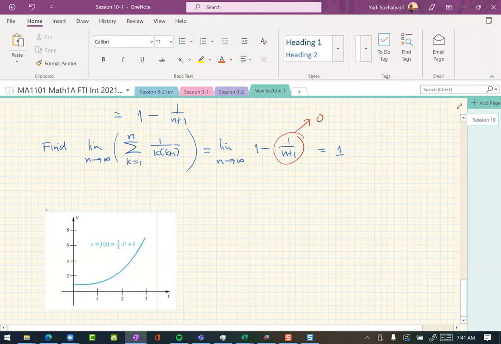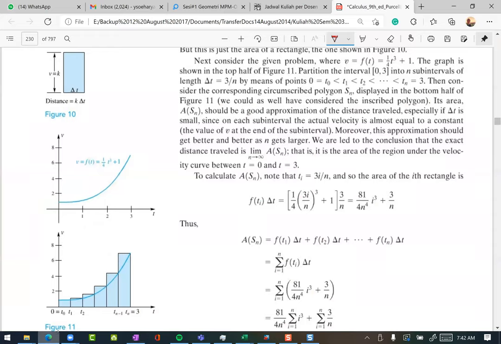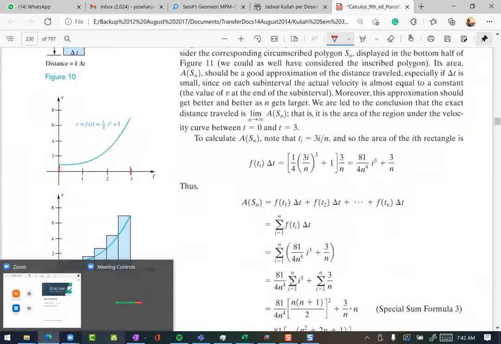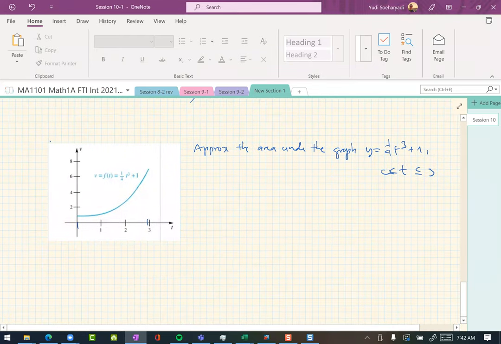All right. So let's do approximations. Approximate the area under the curve for t from 0 to 3. Okay, let's do this one. The graph of y equals 1/4 t cubed plus 1, t from 0 to 3. Here. Okay, let's do the approximations.